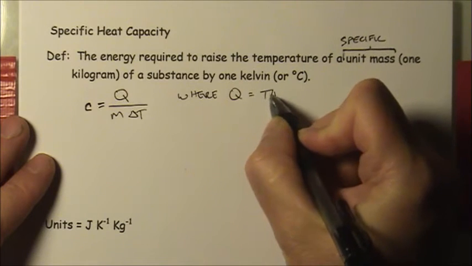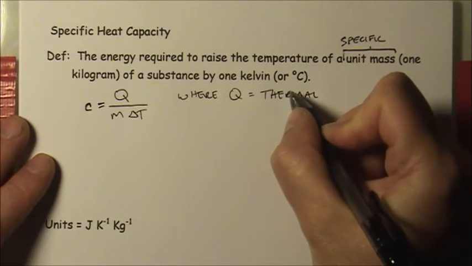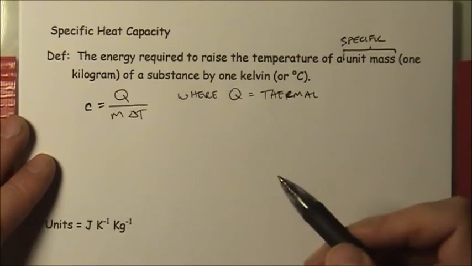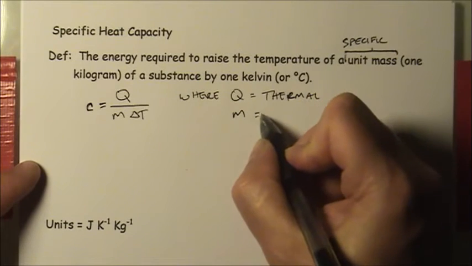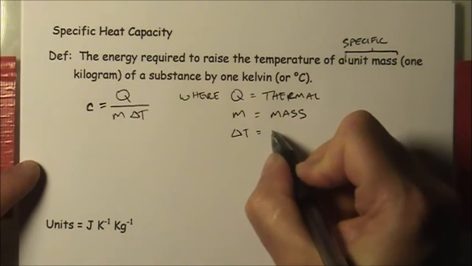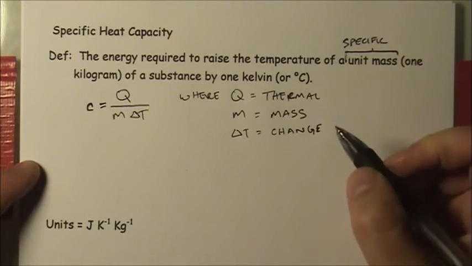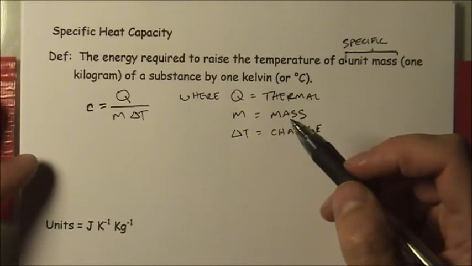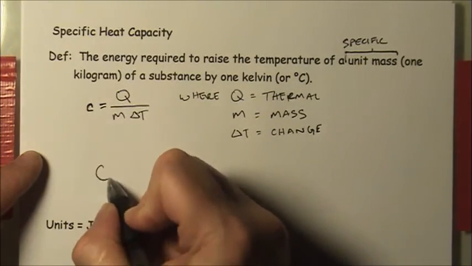Q is thermal energy. So we use the letter Q when we deal with thermal energy as just a way of differentiating it from other forms of energy. Obviously, M is the mass, and delta T is the change in temperature. More often than not, we will use this equation in this form. We'll solve it for Q.